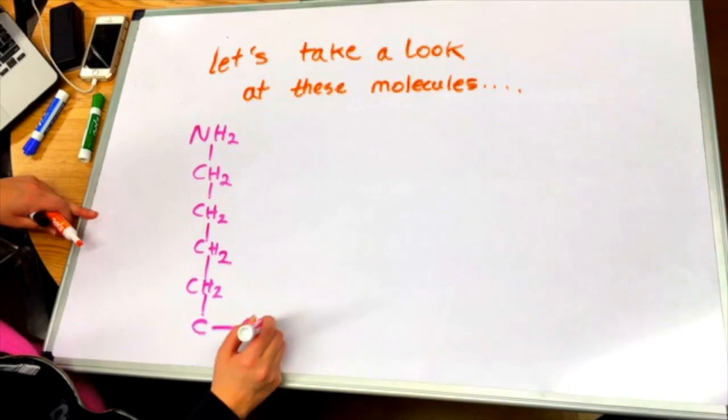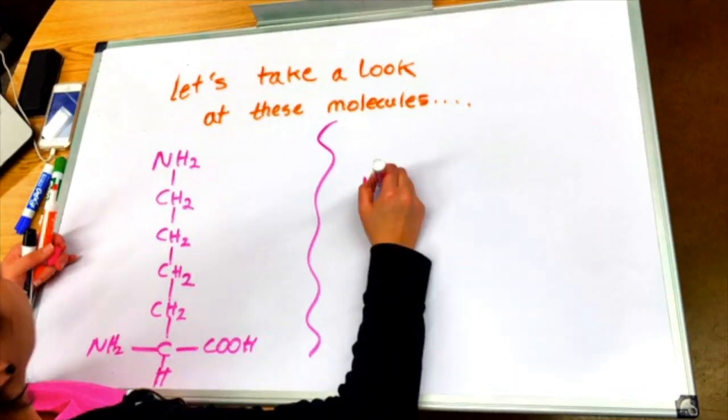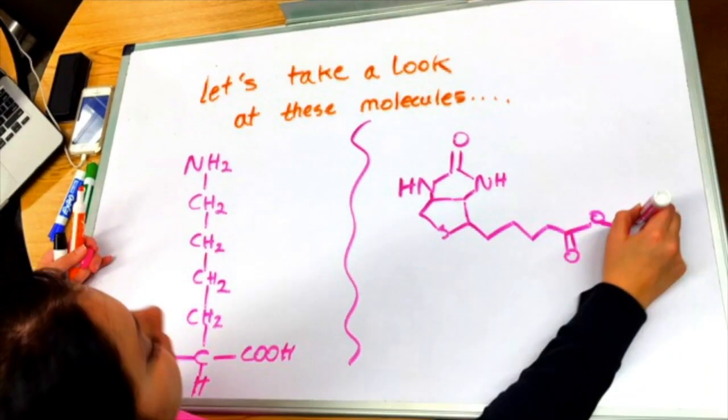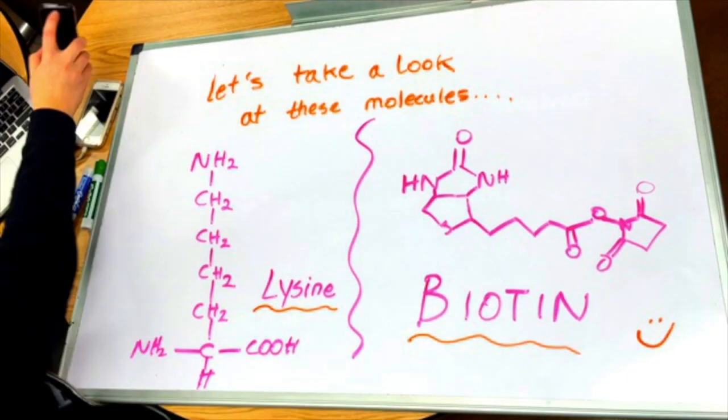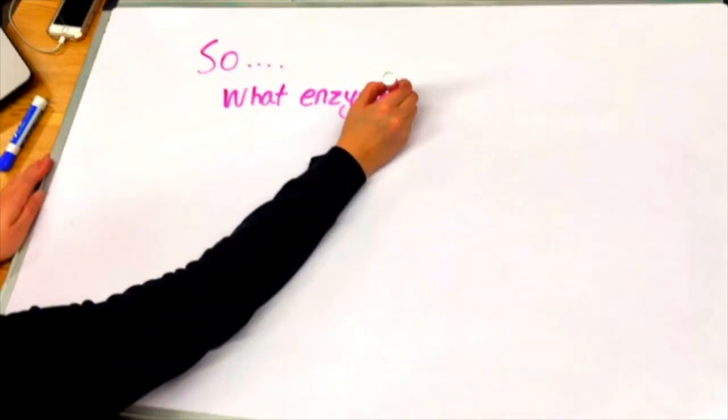Okay, so I see a branched chain. Looks like lysine to me. And over here, what's this beauty? Oh, that's none other than biotin. And pun is intended because biotin is a popular supplement for hair, nails, and skin. Ladies, you probably know that.